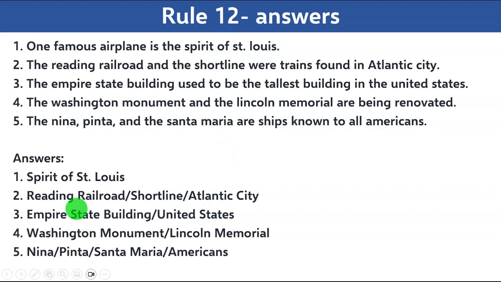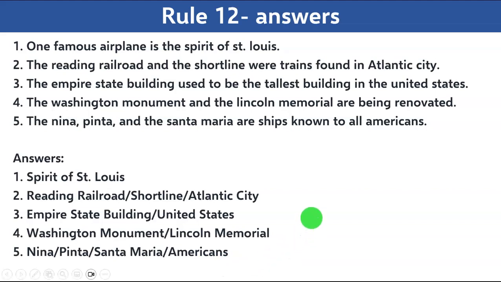Number 2, Reading Railroad, Short Line, and Atlantic City will be capitalized. Number 3, Empire State Building, tallest building in the United States, so United States will also be capitalized. Washington Memorial and Lincoln Memorial, two very famous places, so they are going to be capitalized. Nina, Pinta, and the Santa Maria, these are going to be capitalized. And of course, Americans, right? This refers to a nationality, which I have covered in a rule earlier, that is going to be capitalized. Okay. So friends, that was rule number 12.